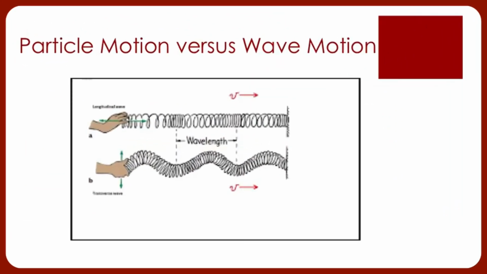So remember I said in this Slinky we can actually get both a transverse wave and a longitudinal wave to occur. So if I was going to create it with my hand and I was going to make a longitudinal wave, I'm going to move it back and forth. A transverse wave moves up and down.